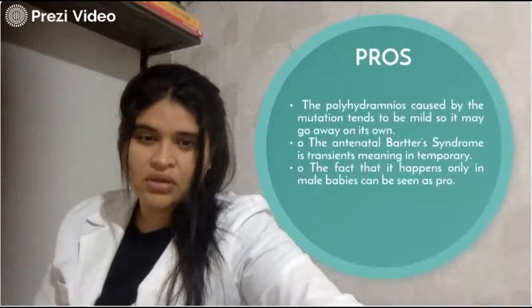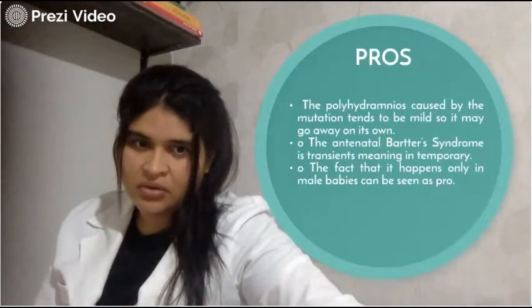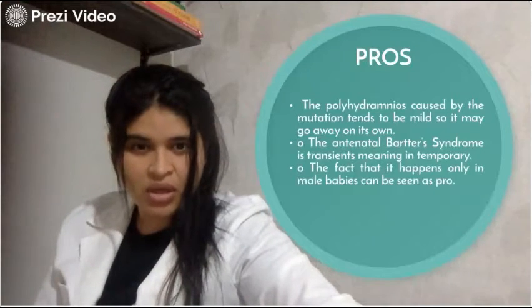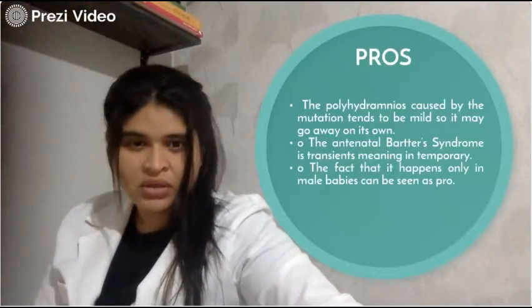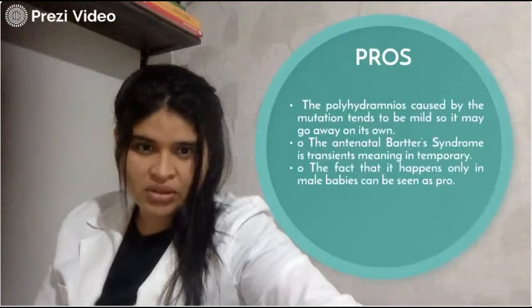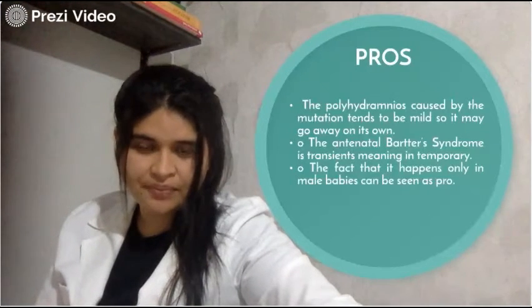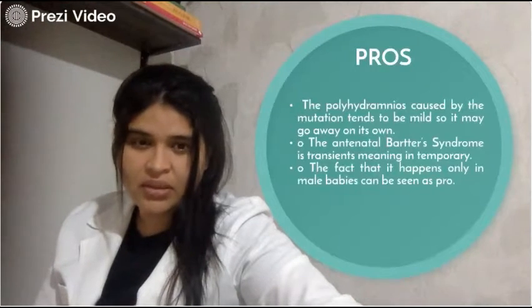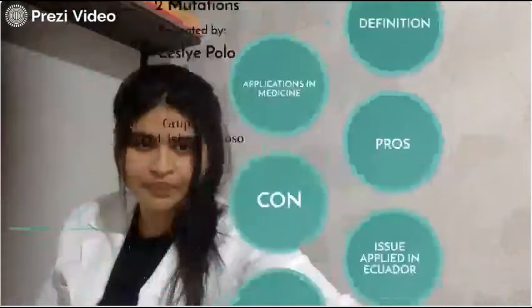Pro. The polyhydramnios caused by the mutation tends to be mild, so it may go away on its own. The Antenatal Bartter syndrome is transient, meaning it is temporary. The fact that it happens only in male babies can be seen as a pro.